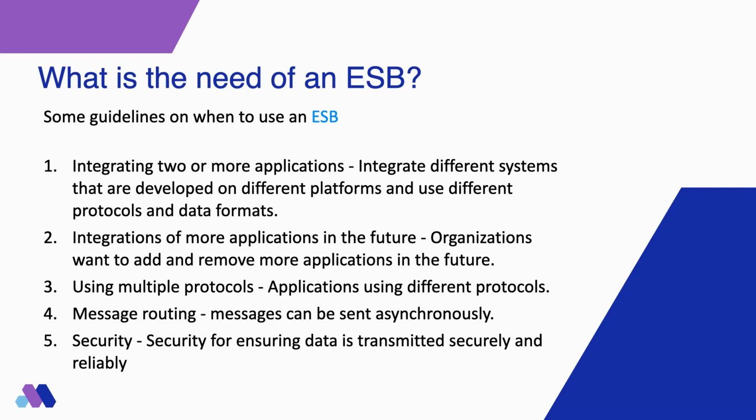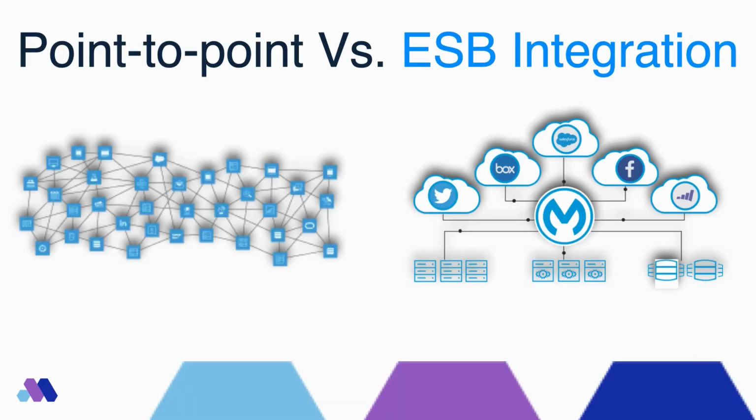Now let's see the difference between point-to-point integration versus ESB integration. Point-to-point integration is achieved by establishing direct connections between each application, which means that multiple connections are needed for different applications to communicate with each other. This approach requires custom code for each connection, which can be expensive and time-consuming to maintain.